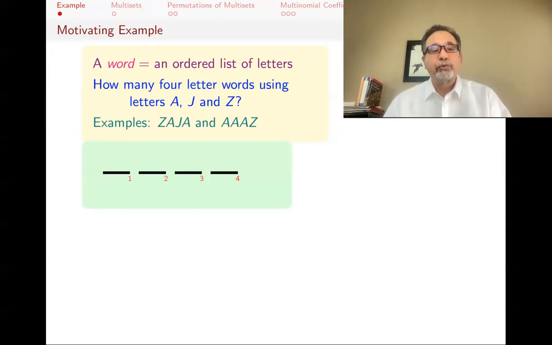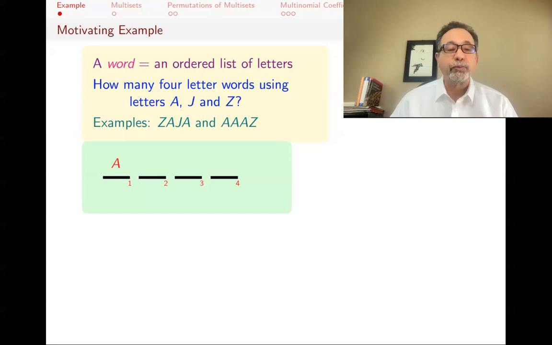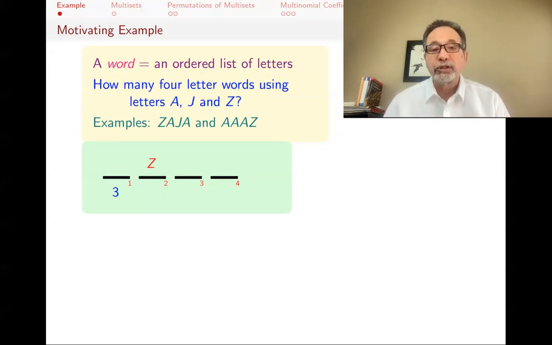This is not that hard. I will count these four-letter words. If you have a four-letter word where you have four spots, spot 1, 2, 3, 4, what can you put in spot 1? Well, you can put an A, you can put a J, you can put a Z. So you have three choices for that first spot. And regardless of which one you use, you again have the same three choices for the next spot. And so together, that's 3 times 3.